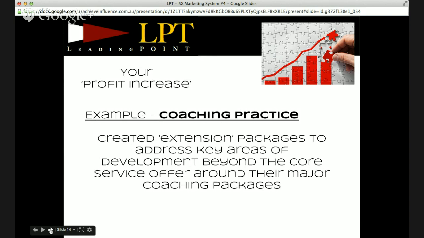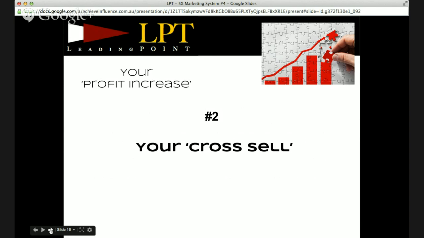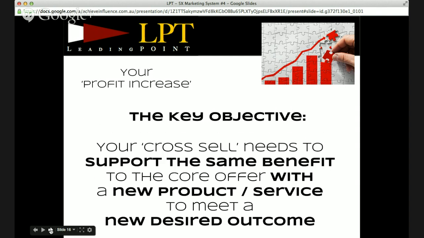Yes, and we're going to touch on the difference between the upsell and the cross-sell. So let's take a look at that right now. So your second profit increase option out of the 8 types is a cross-sell. So the key objective of your cross-sell is that it needs to support the same benefit to the core offer with a new product or service and to meet a new desired outcome.